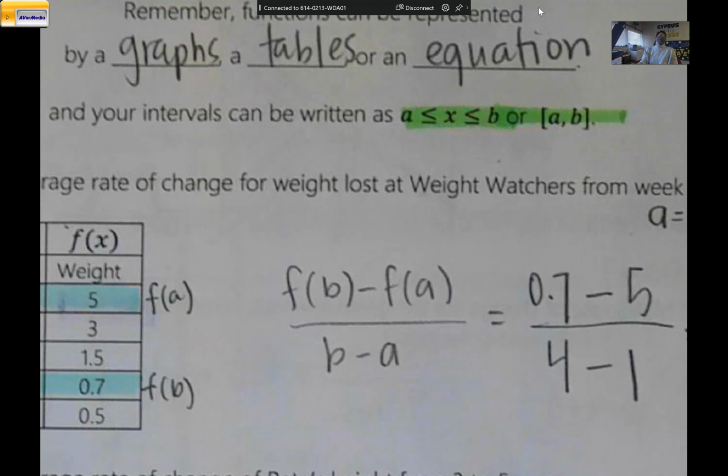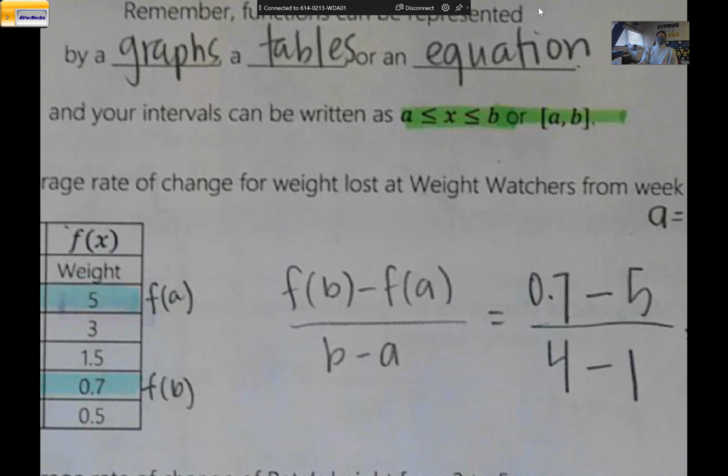These fancy letters, F of A and F of B, are describing what happens on the y-axis, and B and A are describing what happens on the x-axis. B is where you end, A is where you start, and this will all make a little bit more sense once we actually do some problems. So just to reiterate, this is the same thing as saying, what is the change in the y over the change in the x?